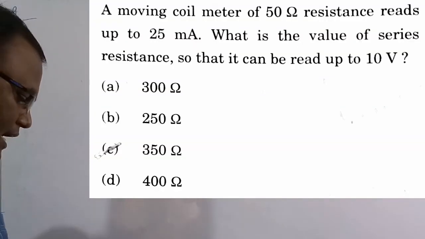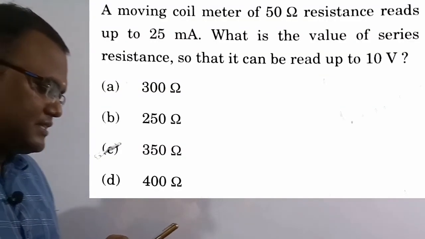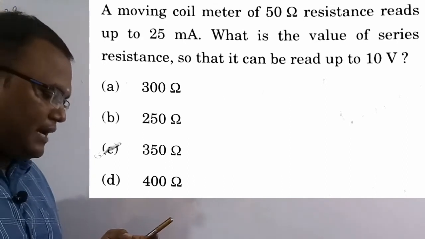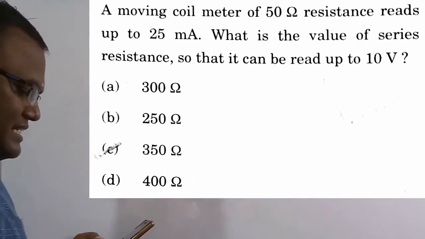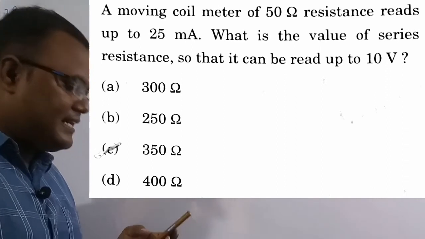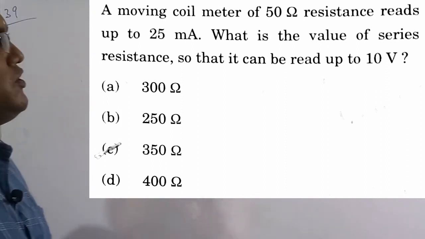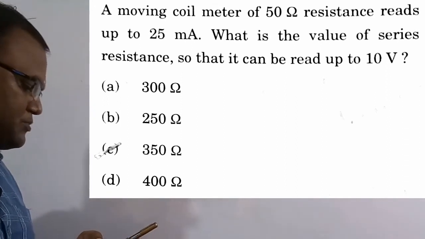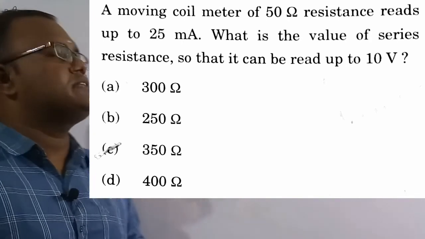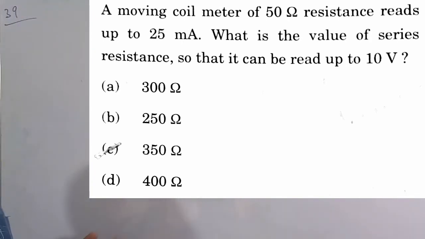So now we are going to solve the 39th question. See the question here. A moving coil meter of 50 ohm resistance reads up to 25 milliampere. What is the value of the series resistance so that it can read up to 10 volt? We need to figure out. Out of the 4 options, option C, 350 ohm is the correct solution of this question. So let's solve this numerical.